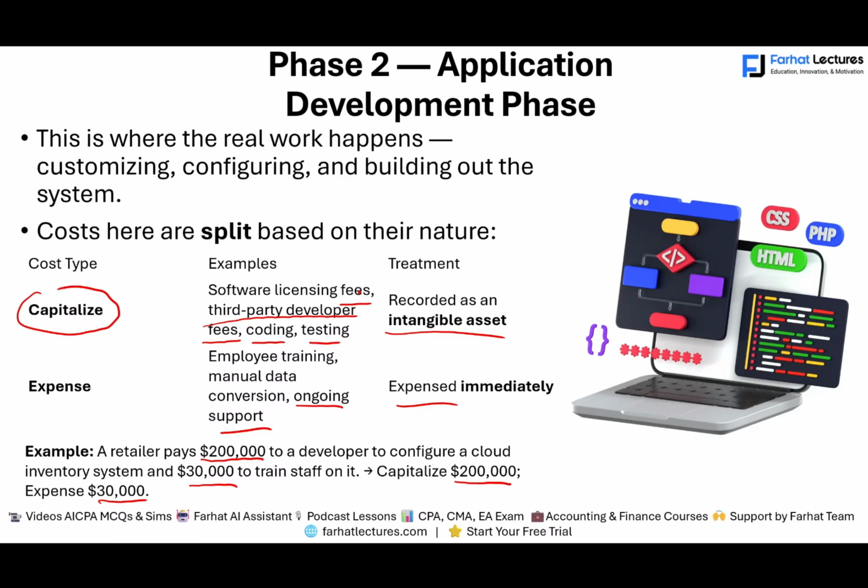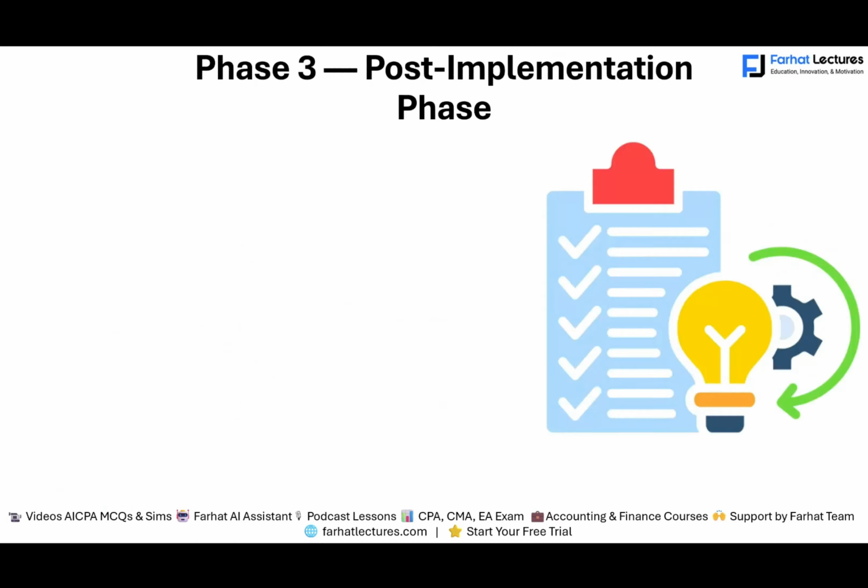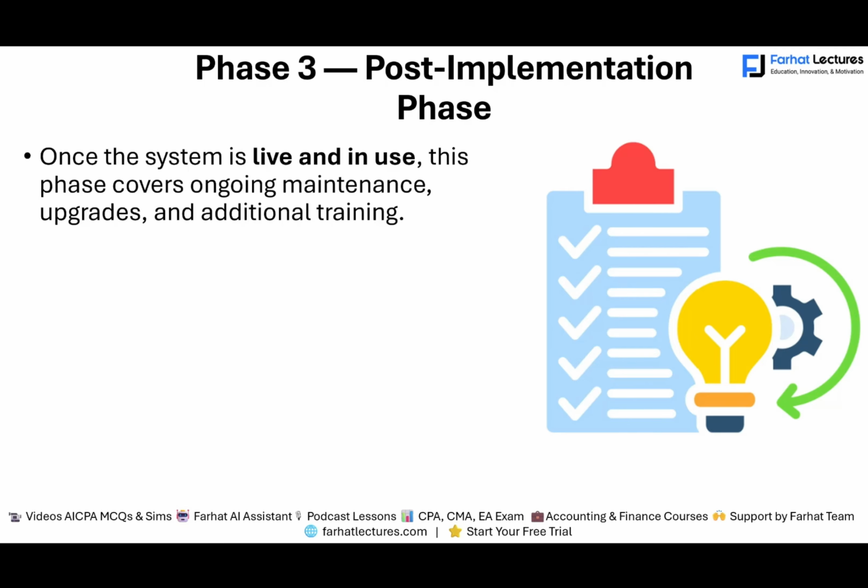So this is during the application stage. Phase two. What comes after phase two? Phase three. Post-implementation phase. Post means after you implemented it. Once the system is live and in use, this phase covers ongoing maintenance, upgrades, additional training, and so forth. Now, what do you think would happen when you are operating the business? I want you to guess.